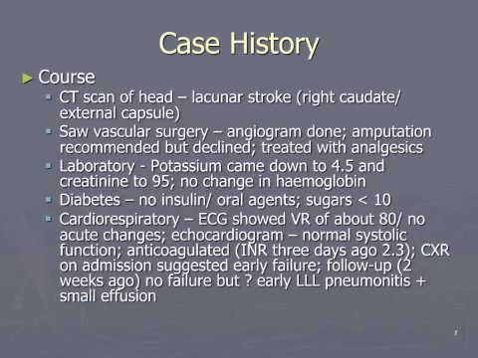Now we'll go back to the case story. So after being admitted to hospital, she was treated with multiple investigations, which of course is par for the course now in hospital. An imaging study of her head showed a small stroke, a lacunar stroke. She was seen by vascular surgery. She had an angiogram done, and amputation unfortunately was recommended, but she declined. And in dealing with her pain, she was given analgesics. Her kidney function and her potassium both normalized, but her hemoglobin remained low.